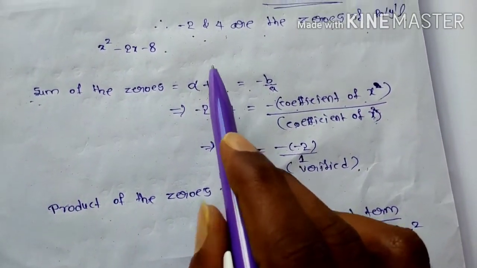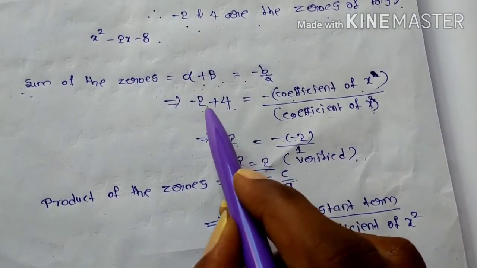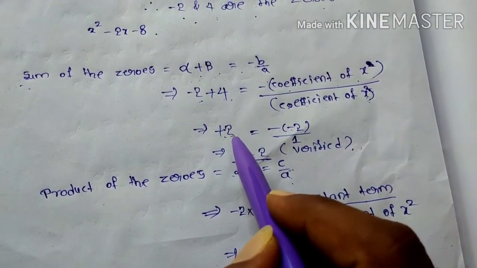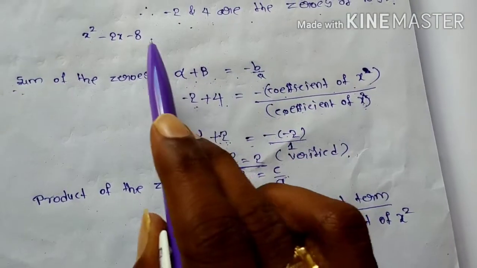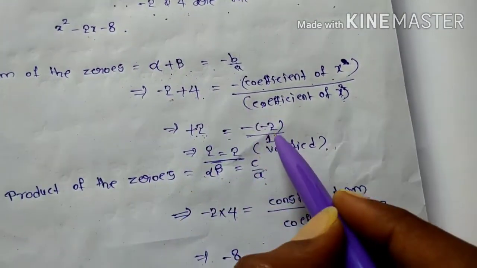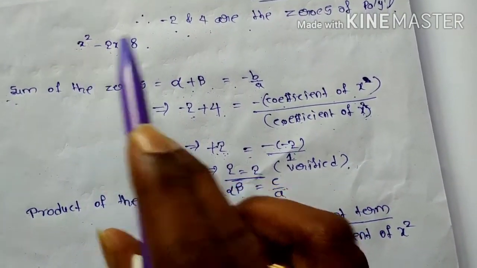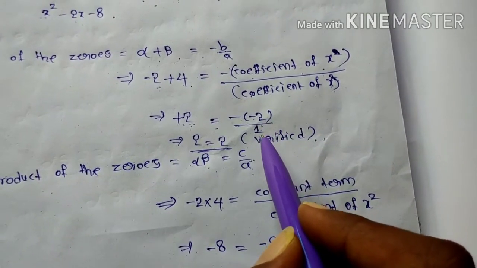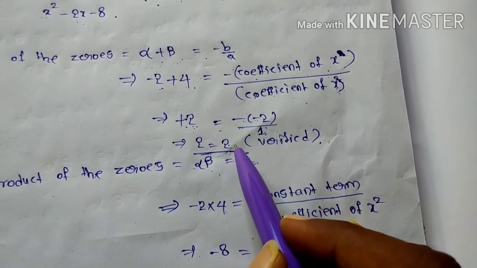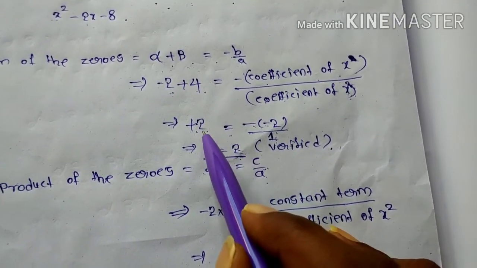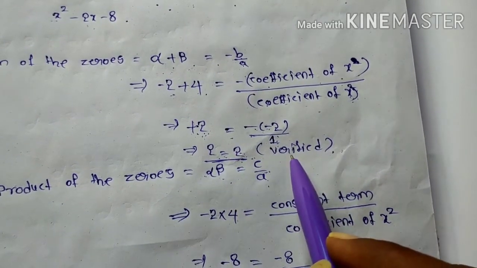See here, alpha plus beta means minus 2 plus 4. Minus 2 plus 4 is how much? 4 minus 2 means it is plus 2 or not? You can write here plus 2 is equal to minus of coefficient of x, here how much? Coefficient of x is minus 2, by coefficient of x square, how much? 1 only. By default you have 1 only here. See, minus of minus 2 by 1. Minus and minus is plus, 2 by 1 means 2 only. See here, 2 is equal to 2 or not? LHS is equal to RHS, so you can verify it or not?